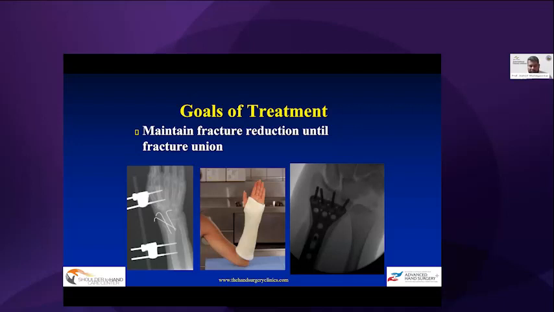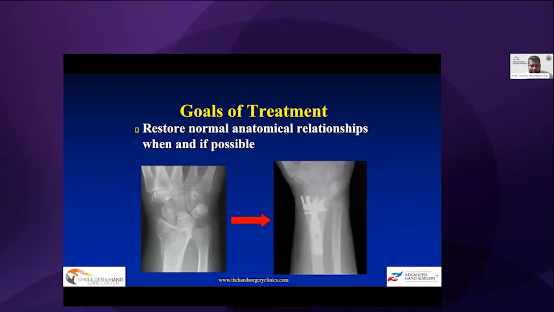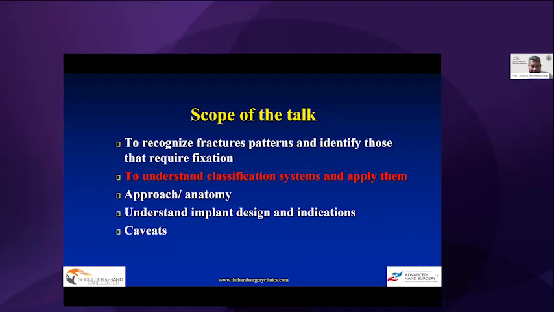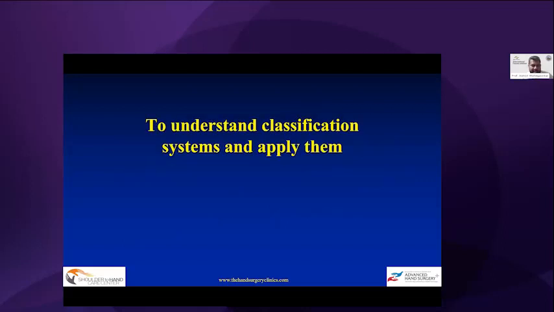And that can be achieved through different modalities, right from closed reduction and fixation to pinning and screws and plates, cast, fixators, and so on and so forth. What is important is that whatever modality we are using, we have to maintain the reduction until the fracture unites and prevent any late collapse. And for that, we need to understand the different fragments, and for which we need to have a good understanding of the classification systems that are described in literature.